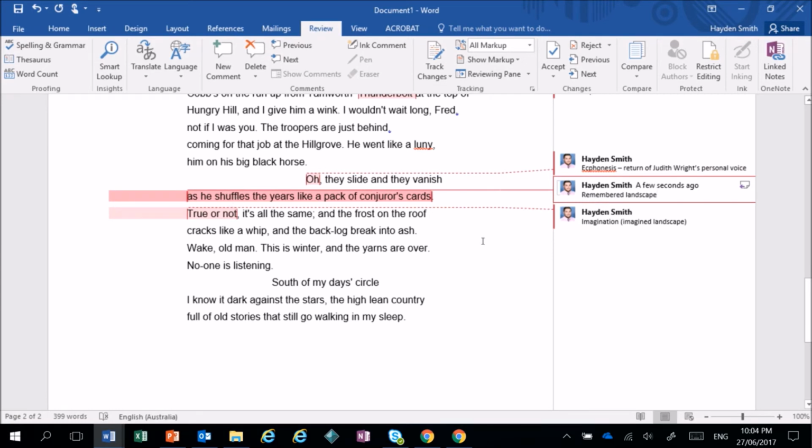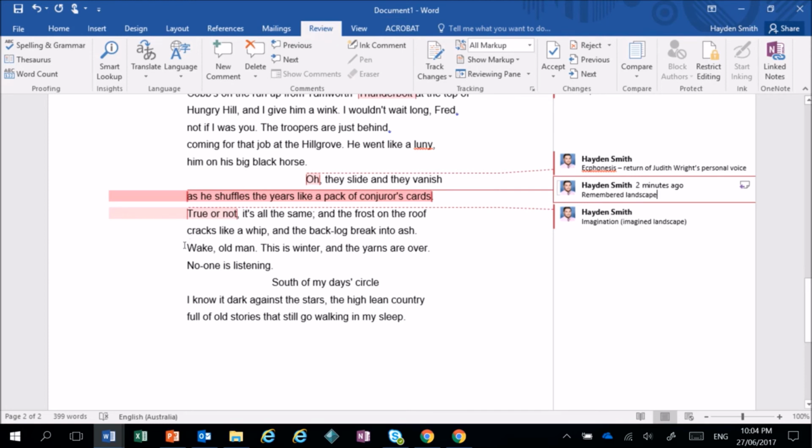It doesn't matter whether it's real or not, because the stories that are built around this landscape, the stories of his own past, are what keep him warm in winter. They're what keep him comforted. Okay? And the frost on the roof cracks like a whip, and the back log breaks into ash. So you can think about looking into a fire as the log breaks, and that sense of staring into that fire as you tell stories.